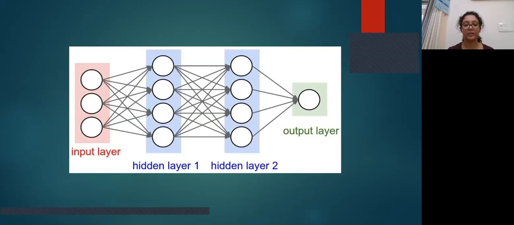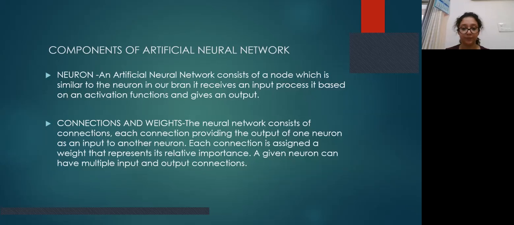Connection and weights. The connections are these. Each node is connected to the nodes of the next layer, and if every node is connected to every node of the next layer, and every node of the next layer is connected to every node of the previous layer, then we get a fully connected network. Here is an example of a fully connected network. Every node is connected to every node, as you can see. So these are the connections, and with each connection, a weight is associated, which gives its relative importance. So a neuron can have multiple input and output connections.